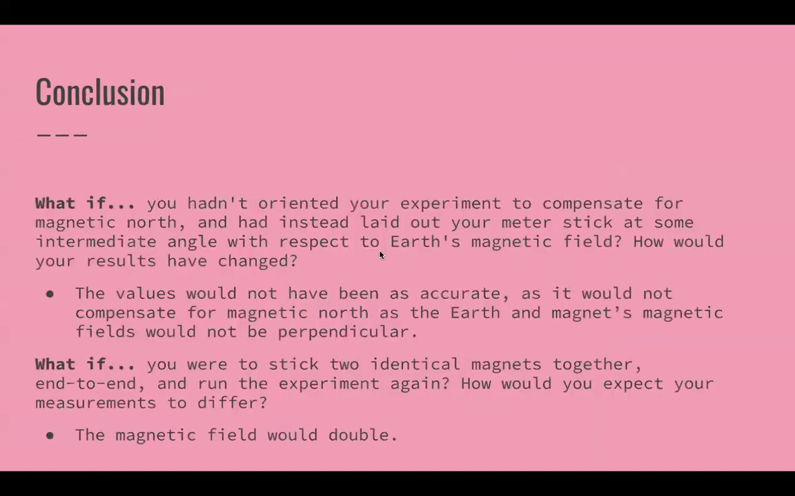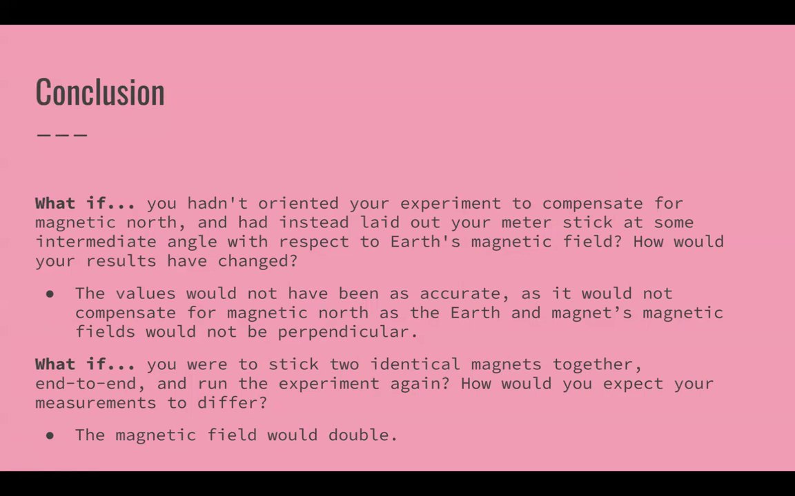What if I hadn't oriented my experiment to compensate for magnetic north and instead laid out my meter stick at some intermediate angle with respect to Earth's magnetic field? How would this have changed my results? The values would not have been as accurate, as it would not compensate for magnetic north, since the Earth's and the magnet's magnetic fields would not be perpendicular, and thus we could not add them up the way that we are.